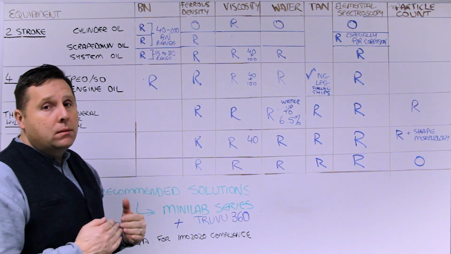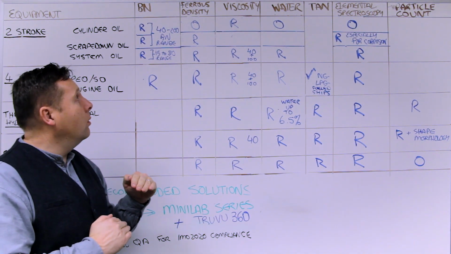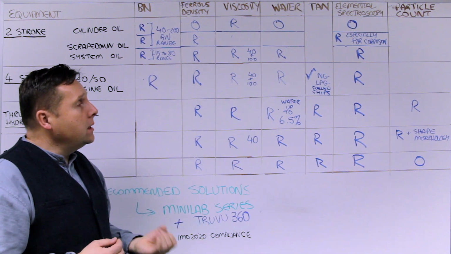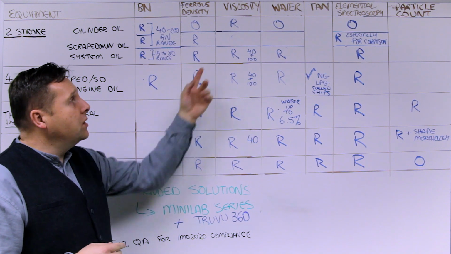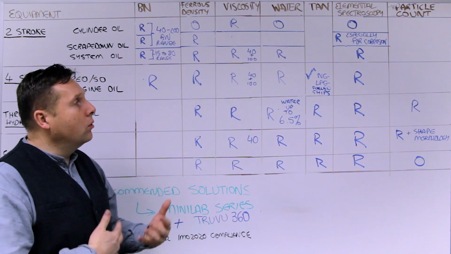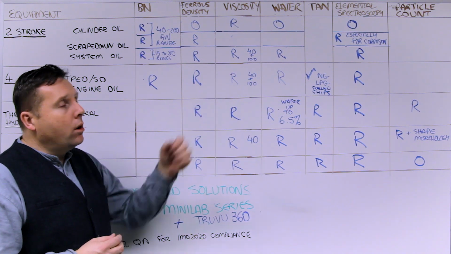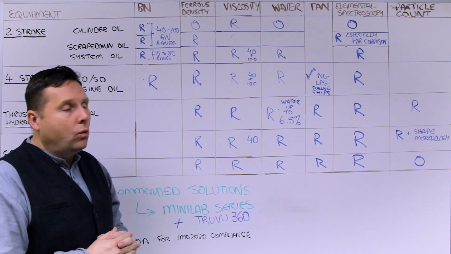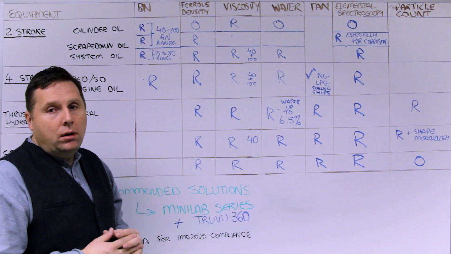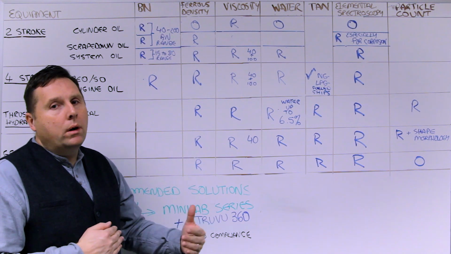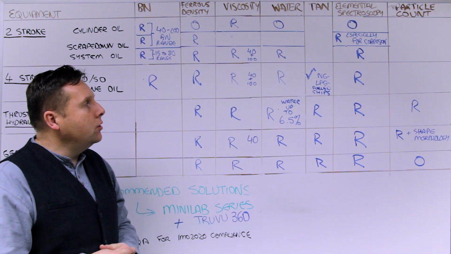In the case of the system oil, which is separate from the cylinder oil, the base number there is required. Also ferrous density to look for any abnormal wear, viscosity at 40 to 100. Remember, this is long life oil. It's going to be kept in the system. Water content, of course, is critical in this situation, even though it can accommodate a lot of water. You need to be controlling it. And of course, elemental spectroscopy to be able to look at the wear elements, contaminants, and additive package.